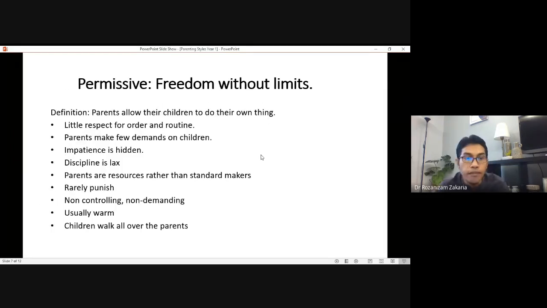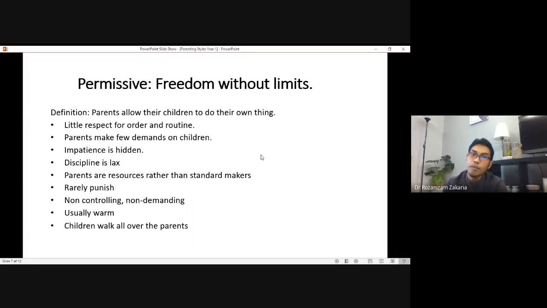Right. Permissive. Okay, so permissive examples: make little respect for order, routine. If you want to eat cereal in the middle of the night, that's okay. You want to drink coffee, chocolate milk in the middle of the night, that's okay. So they have little respect for order and routine. Make few demands, so you don't have to worry about shoes, I'll wash it for you. You don't have to worry about your timetable, I'll arrange it for you. So these are examples of permissive parents.